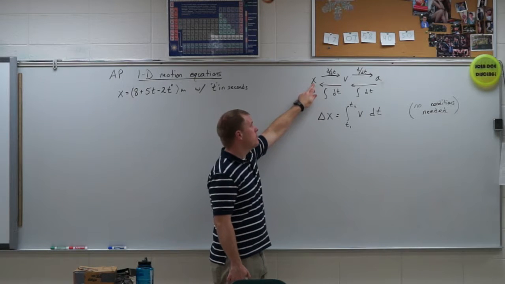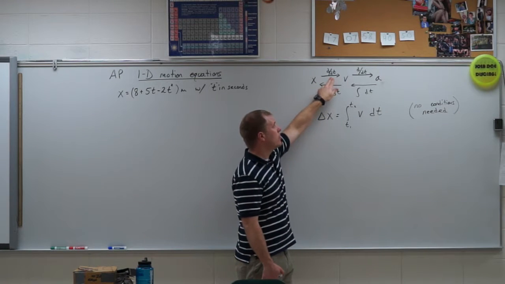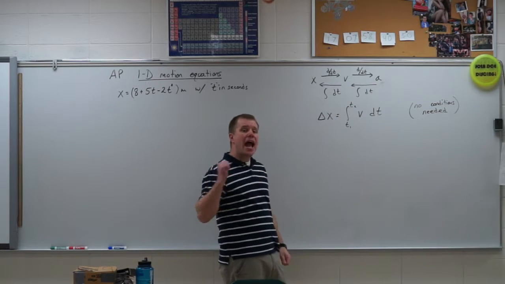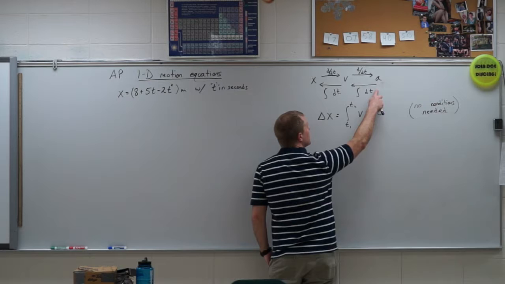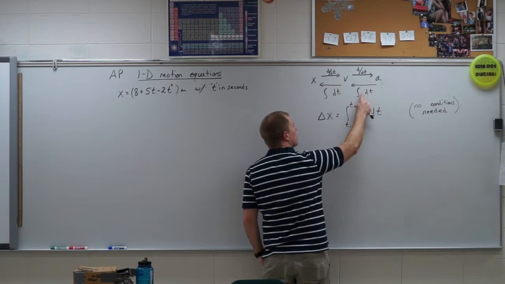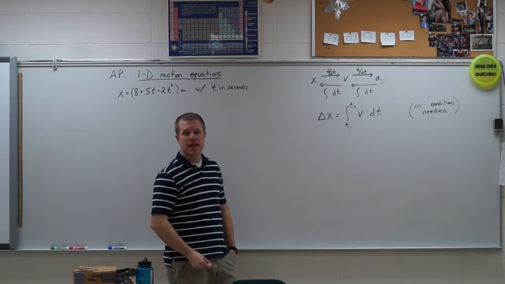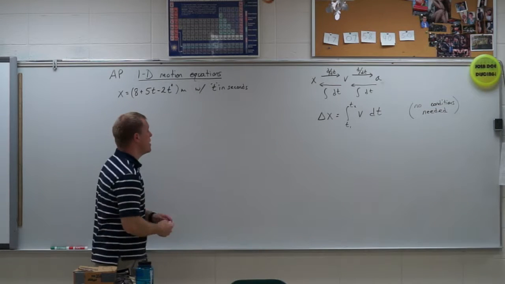In order to get from position to velocity, I have to take a derivative. To get from velocity to acceleration, I take a derivative. To go back the other direction, to go from acceleration to velocity, I have to take an integral with respect to time. Velocity to position, I have to take an integral with respect to time. So I'm going to show you how to do that here.